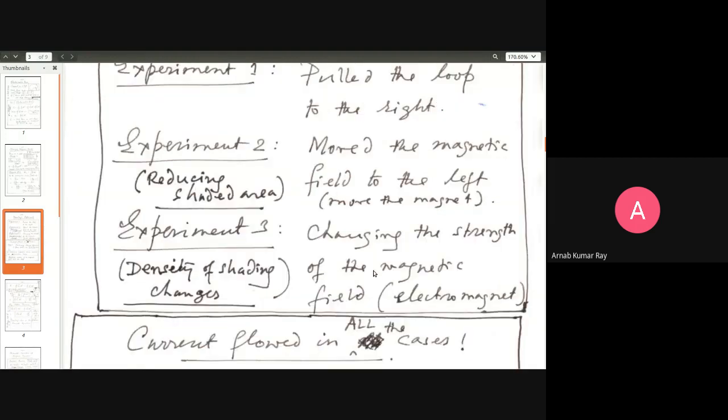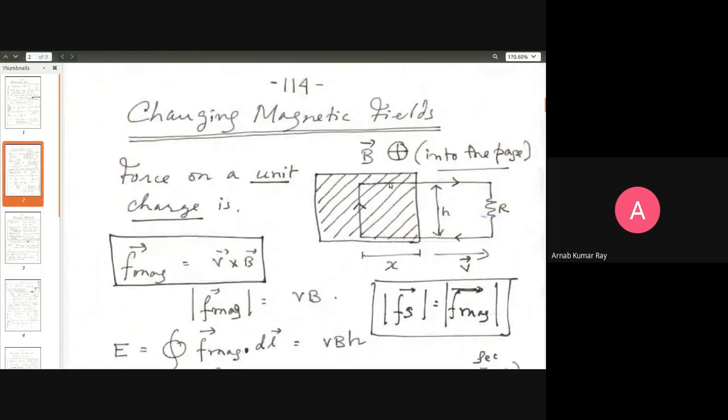And as you have changed the magnetic field, the induced electric field will cause the charges in this wire loop, which were stationary earlier, to move. Stationary charges can experience only an electric field, because if V is 0, there will be no magnetic force.